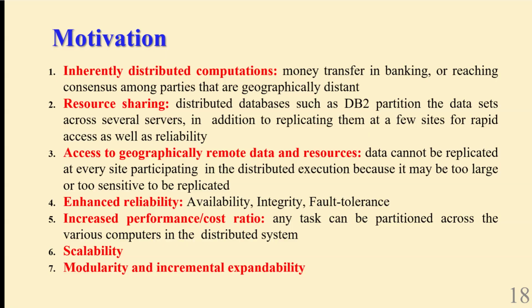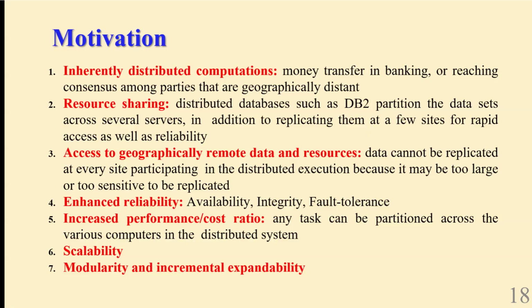Then comes enhanced reliability. Imagine YouTube has only one server. If it crashes, everything stops. Now imagine there are 1,000 servers. If one crashes, 999 are still working. This is called fault tolerance, and this is one of the biggest advantages of distributed systems.